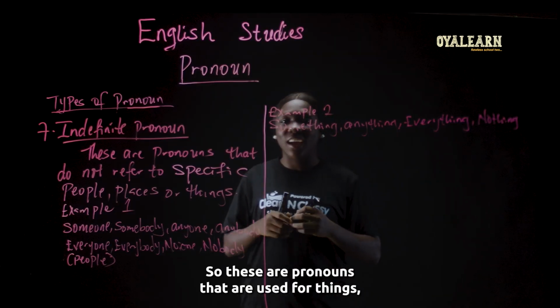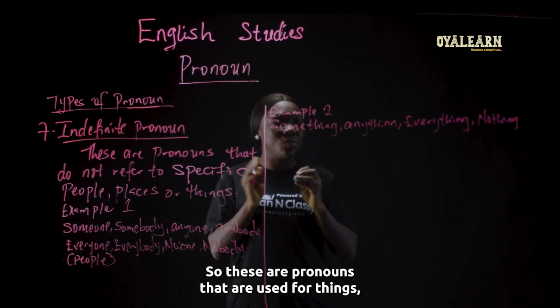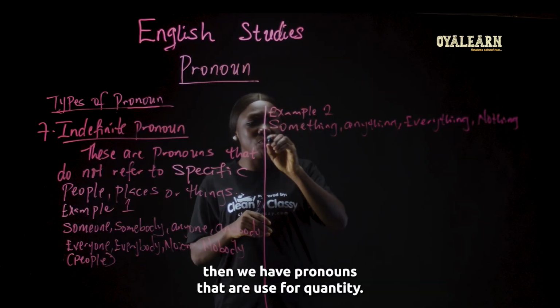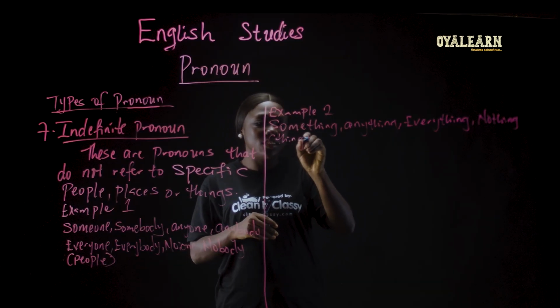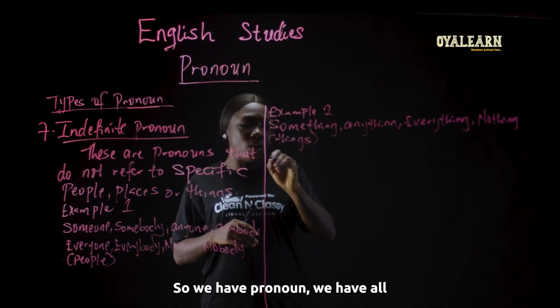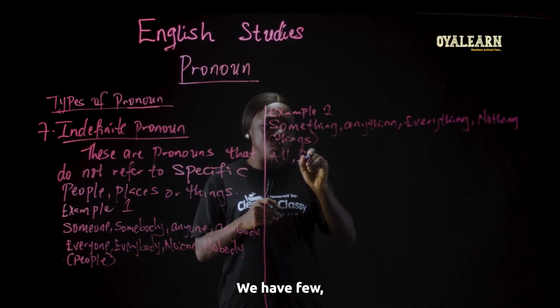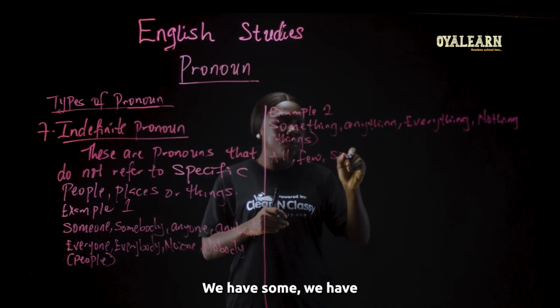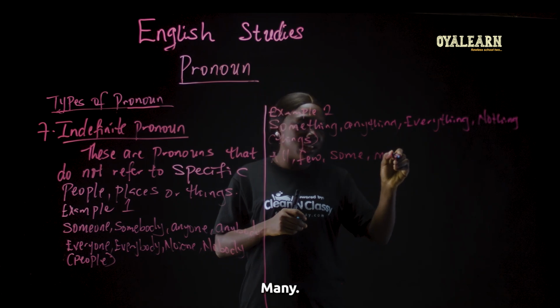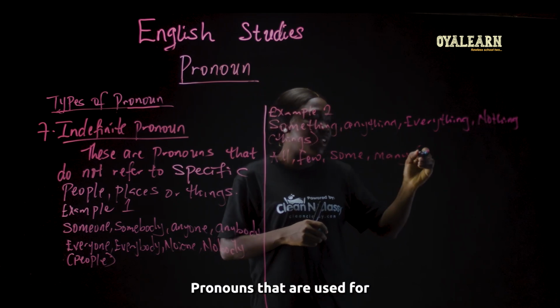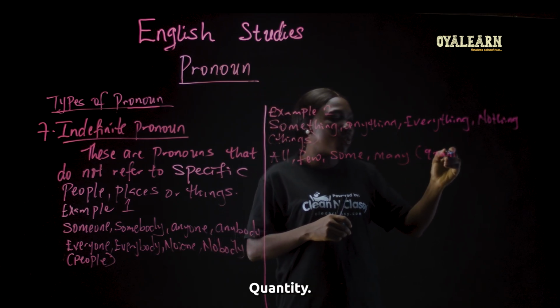So these are pronouns that are used for things. Then we have pronouns that are used for quantity. So we have the pronouns all, few, some, many. These are pronouns that are used for quantity.